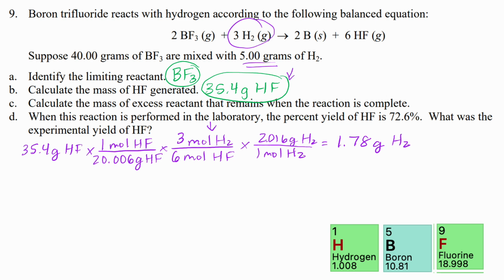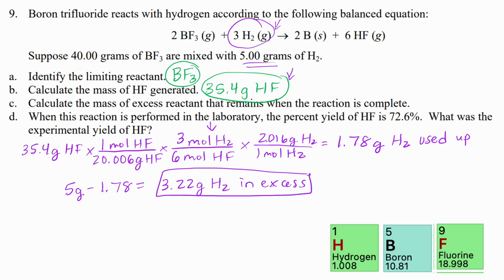So think about what this means. This is how much product we can actually make. So by taking that number and converting it back into our excess reactant, that tells us that 1.78 grams of hydrogen gas was used up in the reaction. So if 1.78 grams was used up and we started with 5 grams, we just subtract that number, and that is going to give us how much is left over. So our answer to part C is 3.22 grams of H2 in excess.